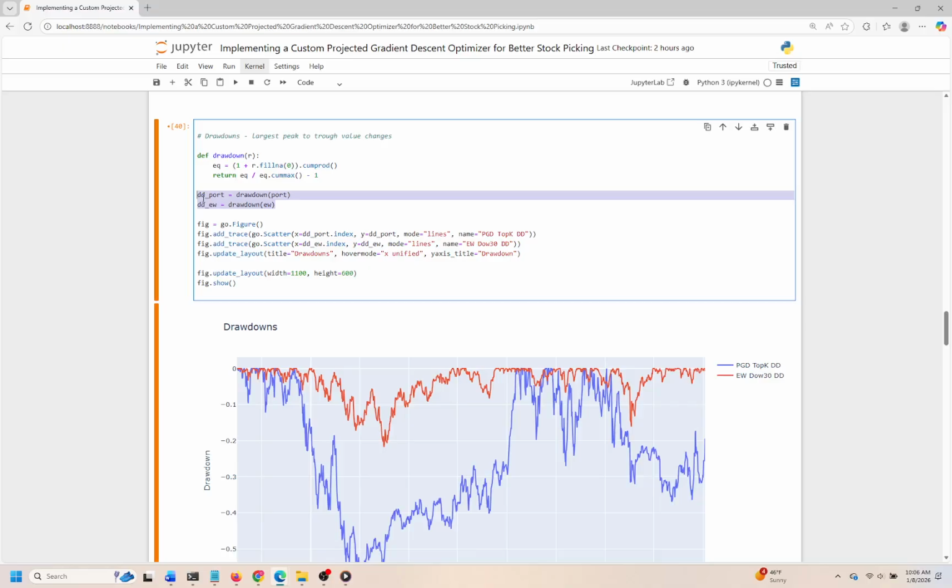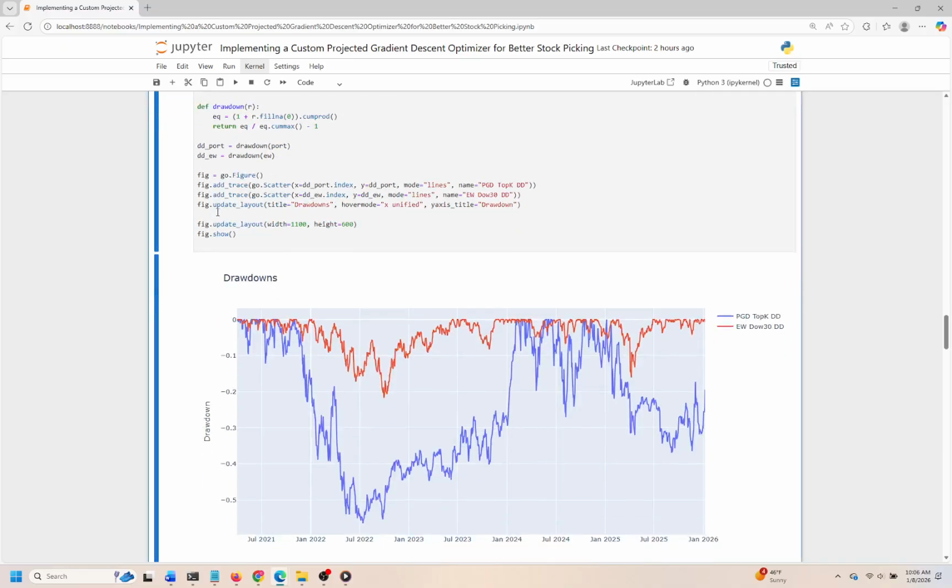Once we apply this function to both our portfolio and the equal-weighted Dow 30 returns, we create two separate series, one representing the drawdown for our portfolio and another for the Dow 30. The next step involves visualizing these drawdowns using a line graph. By plotting these series, we can easily compare how the drawdowns of our portfolio stack up against a benchmark.